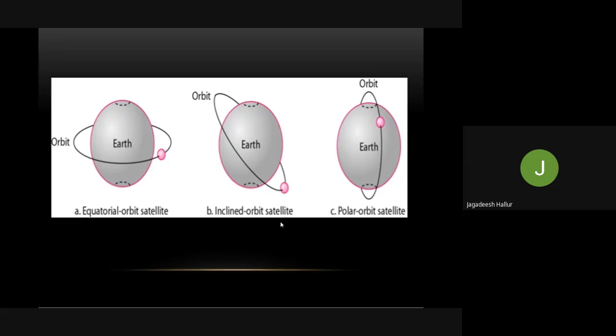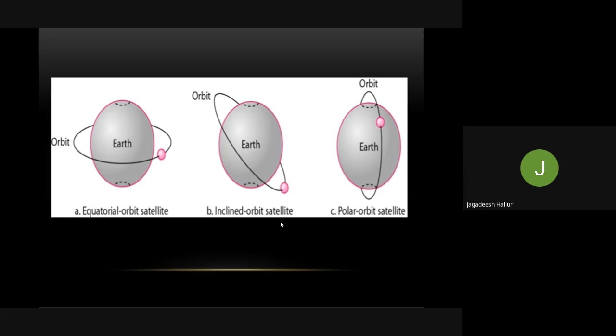One is the equatorial orbit satellite. There is the Earth and there is an orbit in the equatorial plane, circular in shape. The second is the inclined orbit satellite. It is at an angle, such as 30 degree, 60 degree or 90 degree. It is revolving in this way, and that is called inclined.